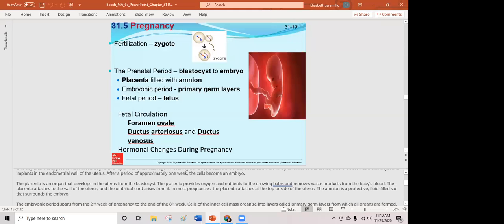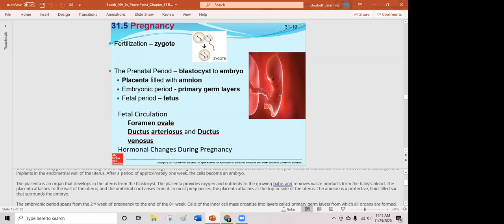The placenta is an organ that develops in the uterus from the blastocyst. The placenta provides oxygen and nutrients to the growing baby and removes waste products from the baby's blood. The placenta attaches to the wall of the uterus and the umbilical cord arises from it. In most pregnancies, the placenta attaches at the top or the side of the uterus, okay? If the placenta is not in the right spot, this does cause other issues, which we'll get into, okay?